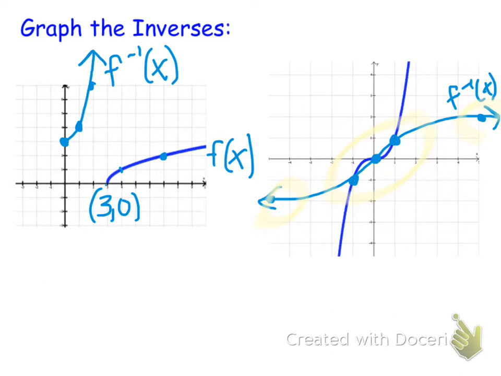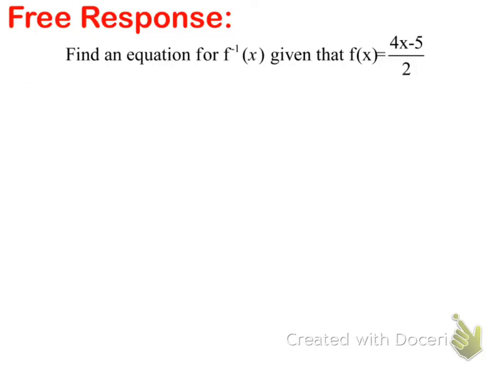This ends our notes for today. I'm going to give you 2 questions for your Google form. Here's the first one. Find the equation for the inverse if f of x equals 4x minus 5, all over 2.